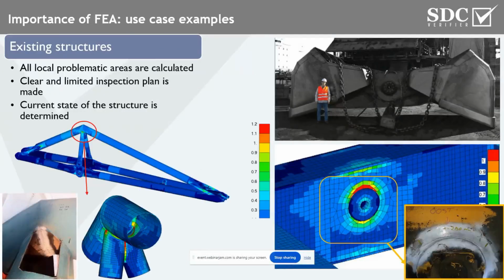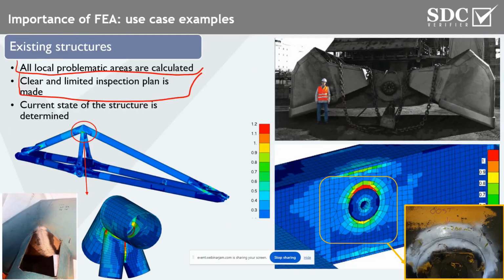with the existing ones? First of all, checking existing structures with FEA, we're able to reveal all local problematic areas and also come up with a clear and limited inspection plan, which I mentioned before. So you're simply trying to verify and determine the current state of the structure, inspect those points, and make sure that your FEA calculations match reality, like they do in the pictures on the screen.